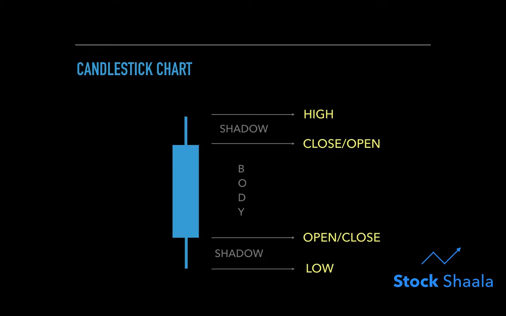The last type of chart that we're going to look up today is candlestick chart. Candlestick charts are by far the most commonly used type of chart. The middle white portion of the candle is called the body or the real body of the candle. The lines above and below the body are called wicks or shadows of the candle. The body of the candle represents the range between the open price and the close price of the day. The shadow above the body represents the day's high, whereas the shadow below the body represents the day's low.